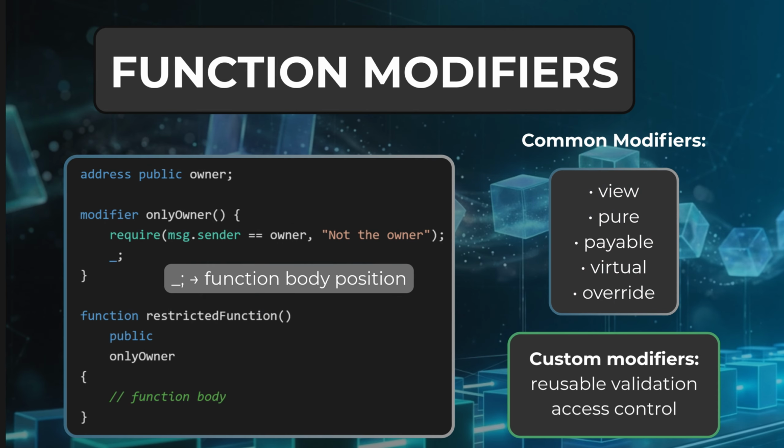Besides view and pure, Solidity also includes modifiers like payable, virtual, and override. Payable functions are allowed to receive ether. You can also create custom modifiers to reuse checks and validation logic. The underscore marks the point where the function body is inserted.